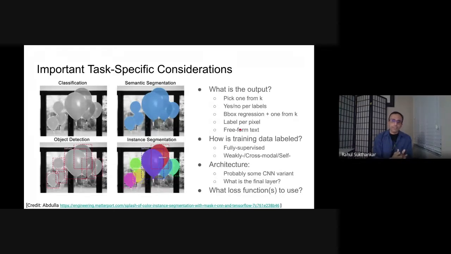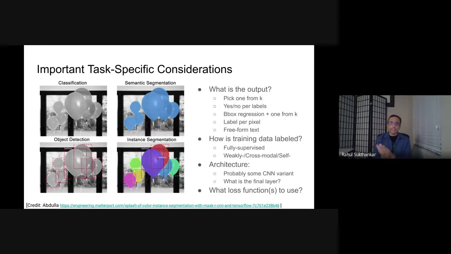The next part, of course, is how is your training data labeled? In some cases, you can have what's known as a fully supervised training set. So someone has laboriously labeled each image or labeled each bounding box in the image, or if you're very lucky, they've labeled every pixel in the image. And of course, it gets more and more manually intensive to have very extensive detailed labels like that.